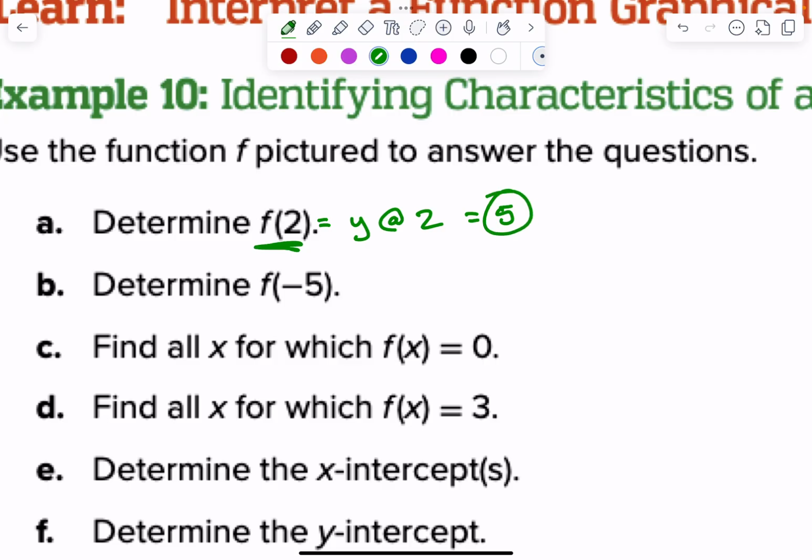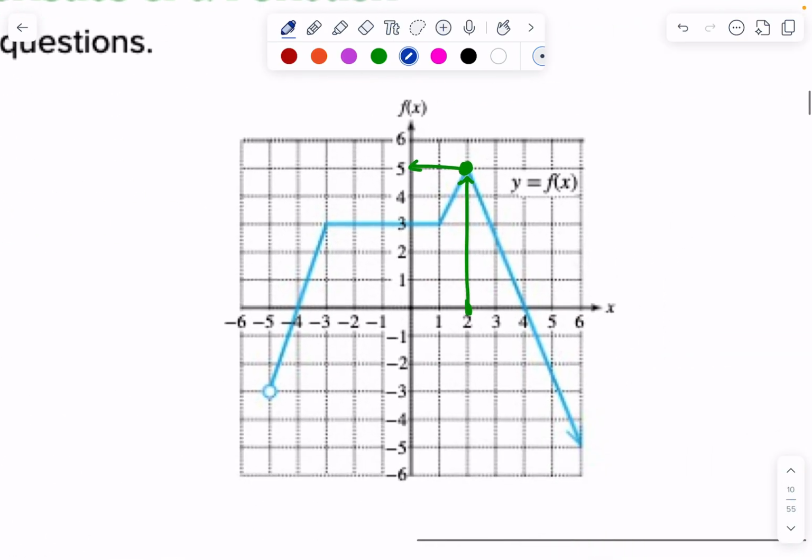There you go. Okay. This one is determine f of negative 5. So what is the y coordinate when the x coordinate is negative 5? So I'm going to go to negative 5.